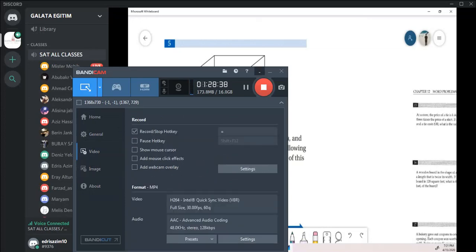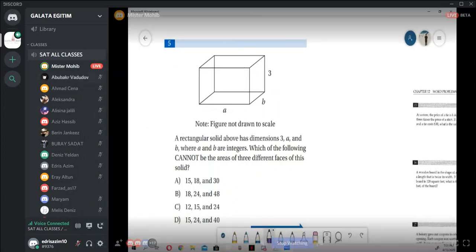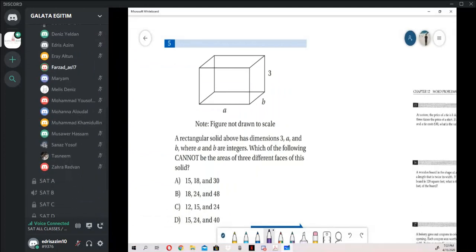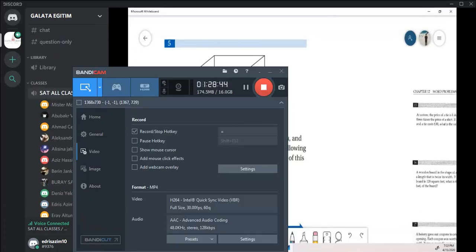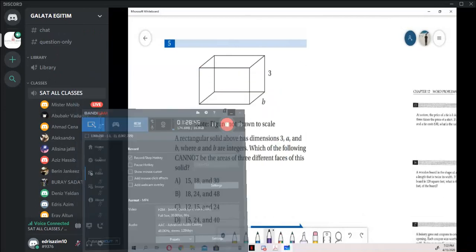That's why this answer cannot be my answer. And the question is that we should find the set of the areas that is not applicable in this shape. So the answer is C.